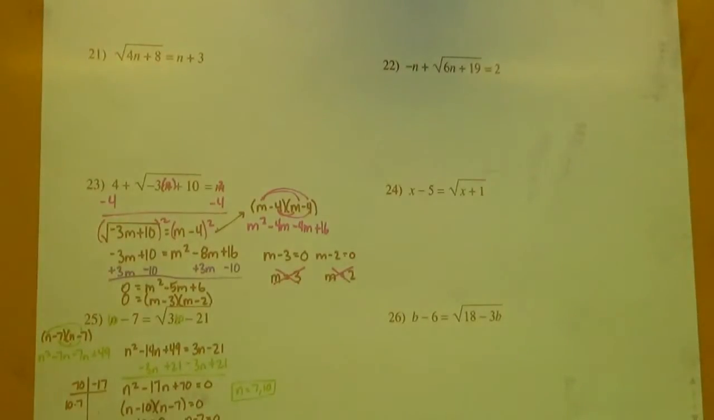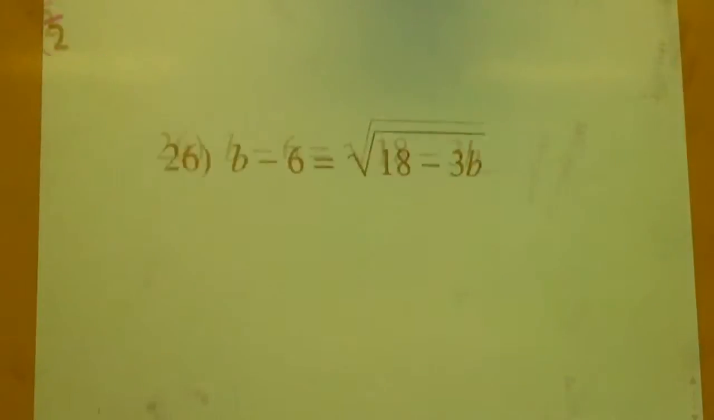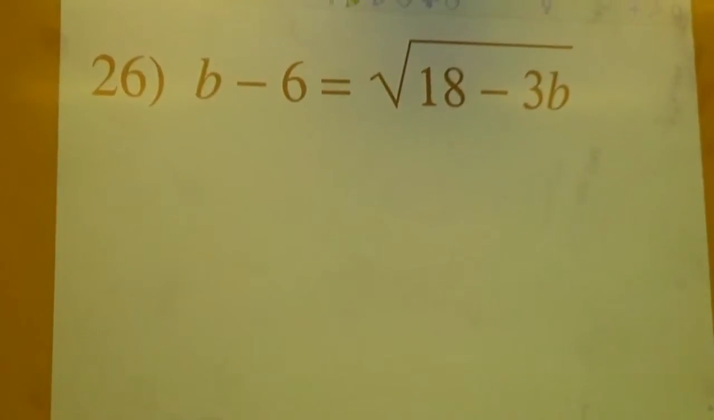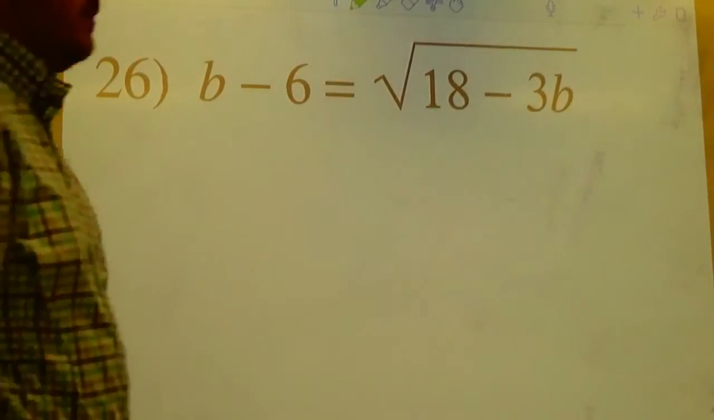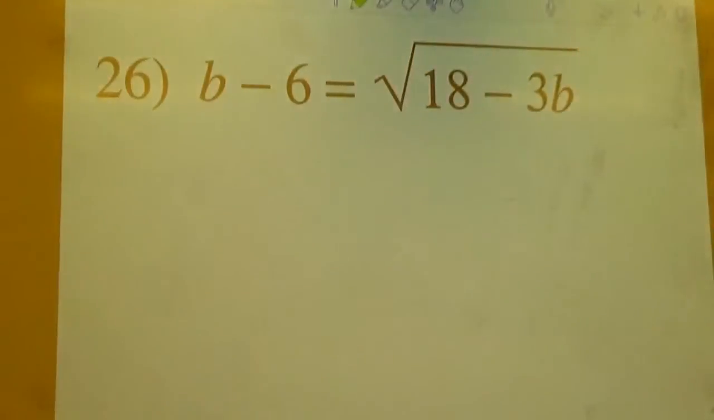Alright, you want to see another one? Like the one we just did. Alright, let's look at 26. Should I be scared that it's B instead of X? No. It's just the same thing. B is the same thing as X, they just use a different variable for whatever reason.